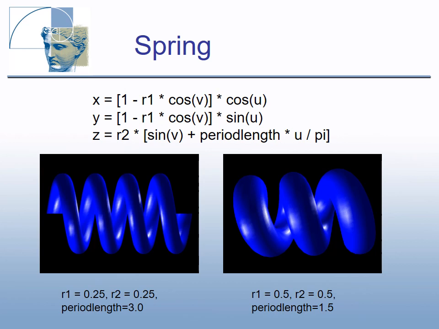A spring is a useful parametric surface with the shown equations. Two parameters r1 and r2 influence the shape of the spring cross-section, and the period length parameter defines how many full cycles the spring makes at the unit of its length. The spring at the right has a bigger circle in the cross-section, and it has fewer full periods per length.